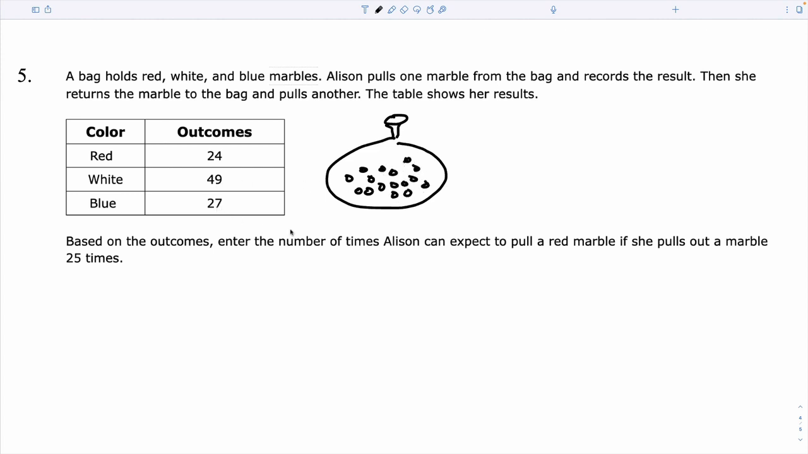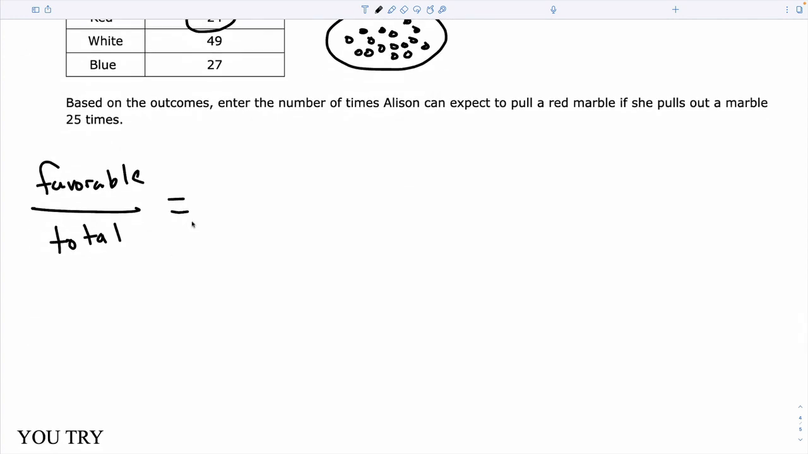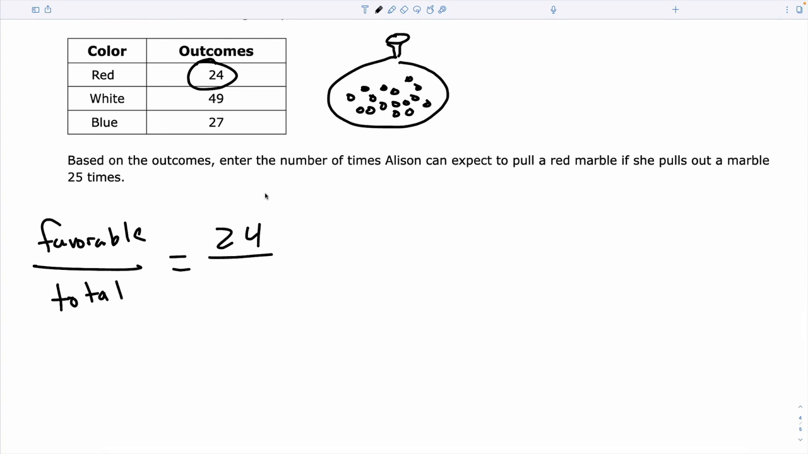There's 24, 49, and 27, and we're going to set this thing up again with favorable over total. What's the favorable number that we want? 24 is the top. How many total marbles are there? In your calculator, add up those 3. There's 100 total. You could write that as 0.24 or 24%.